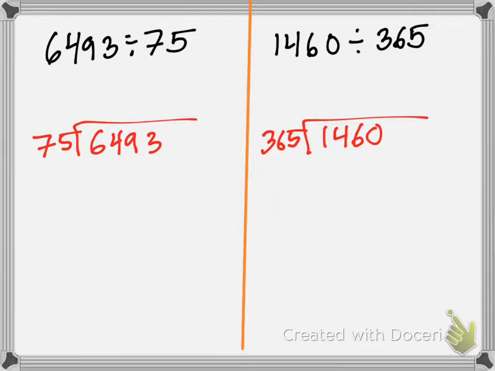So we're going to look at these together for time's sake. 75 does not go into 6, does not go into 64, but it does go into 649. I like to think in terms of quarters and how many quarters I get for money. Eduardo, do you happen to have the answer?